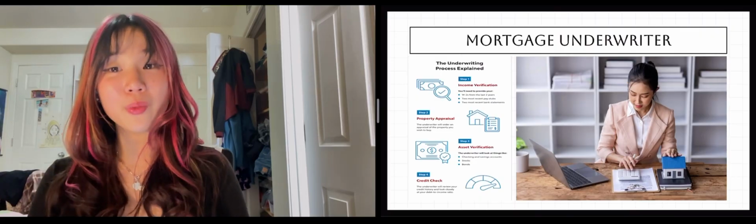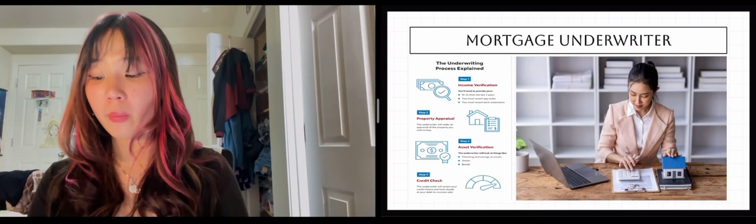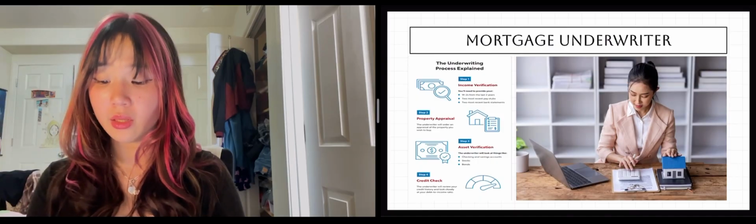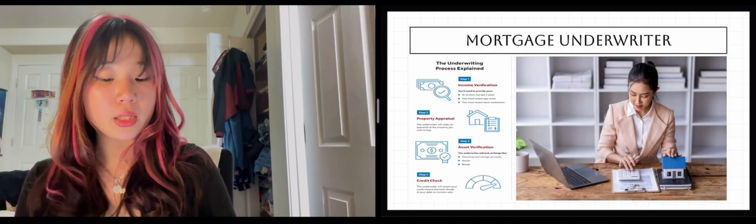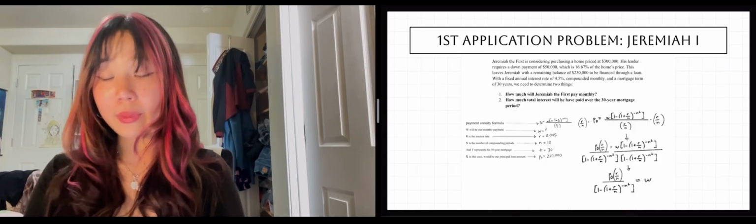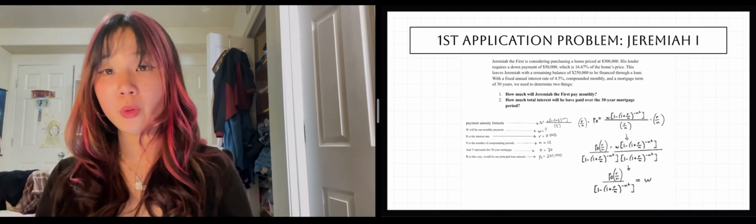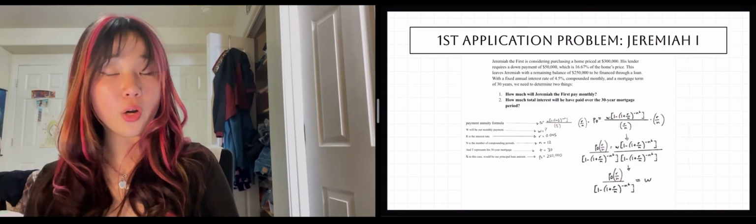Let's explore 3 application problems to see how your monthly payment and total interest paid can vary depending on the length of your mortgage term and your down payment. With these application problems, we can figure out which variable would affect it negatively or positively.